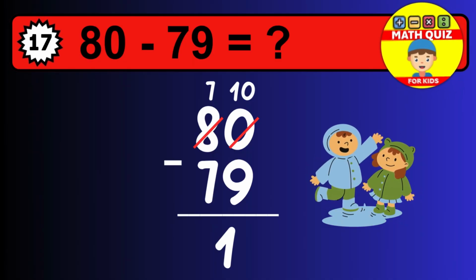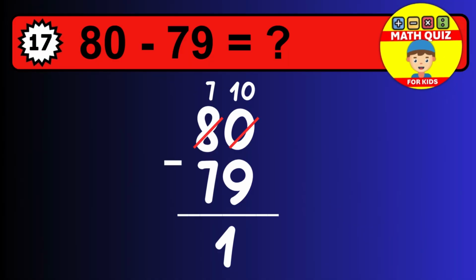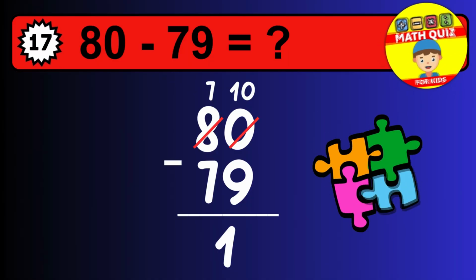Now we subtract. 10 minus 9 is 1. Then we go to the tens. 7 minus 7 is 0. The final answer is 1.